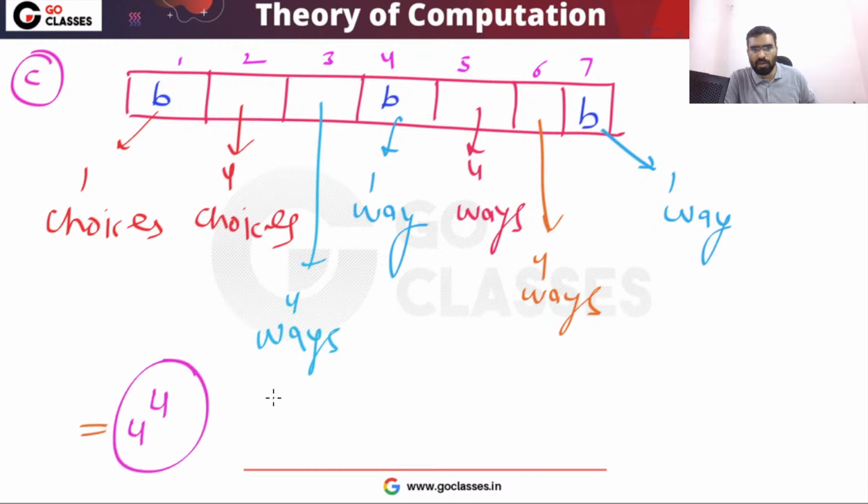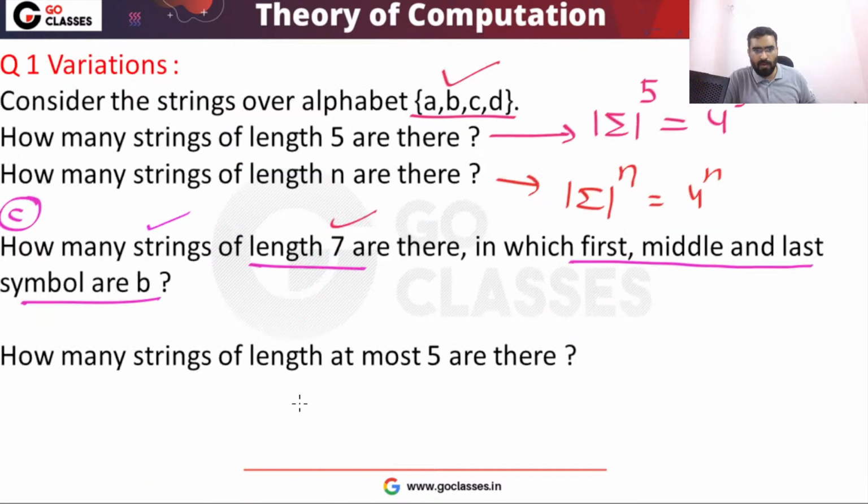This will be your answer, because there is no choice for the first, middle and last position. The first position must be B, and the middle and last positions must also be B. For the remaining positions, the total remaining is 4. For every remaining position we have 4 choices. Is this clear? So the answer will be 4 power 4.